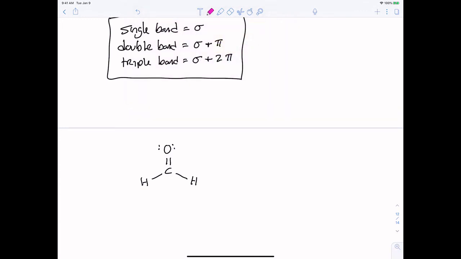First thing is I do want the hybridization. Remember, hydrogens can't be hybridized because I only have an s orbital. There's nothing to combine it with. This carbon has 3 electron groups, so sp2. This oxygen has 3 electron groups, so sp2.